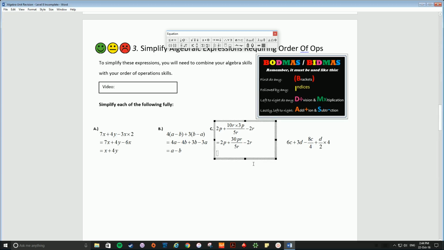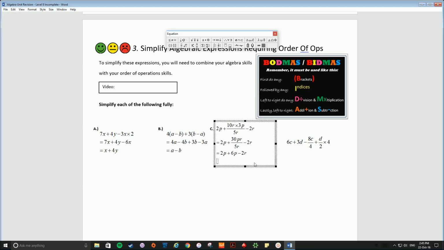Okay, so now, again, we're not going to use the addition. We're going to do this division because it's higher in our order of operations. I've got 2p plus 30 divided by 5 is going to give me 6. And with the letters pr over r, the two r's can cancel out, giving us 1. R divided by r gives us 1. Essentially cancels out. We get 6p minus 2r.